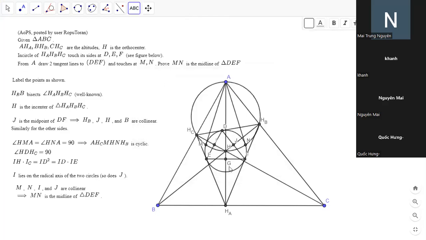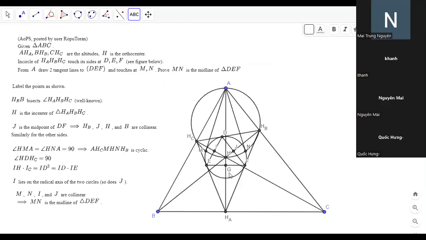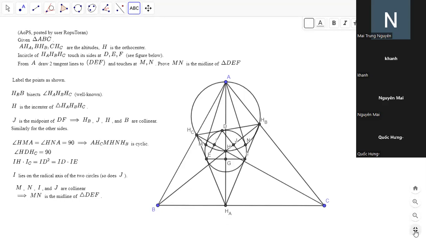So, oh, Nguyen has a different solution. HC lies on the polar of I. So AHC is the polar of I. And similarly, A lies on the polar of J. So IJ is the polar of A. Oh, that's an even easier solution. Yeah, that probably would have solved it even faster. Interesting. All right. So let's see if there's a harder problem I can find.